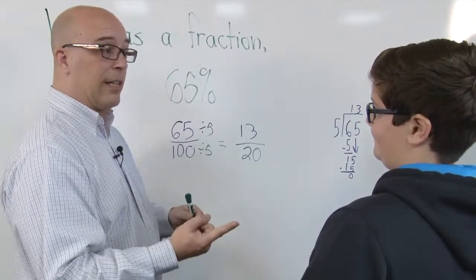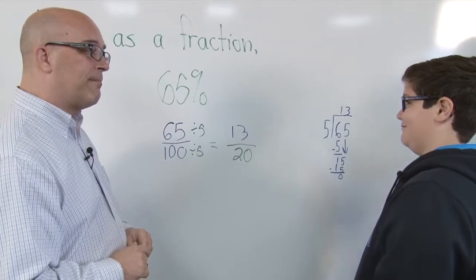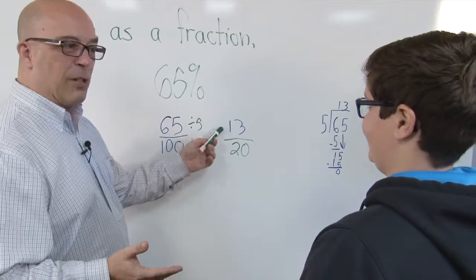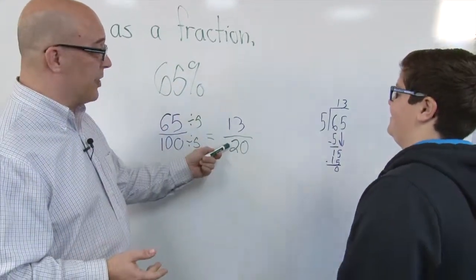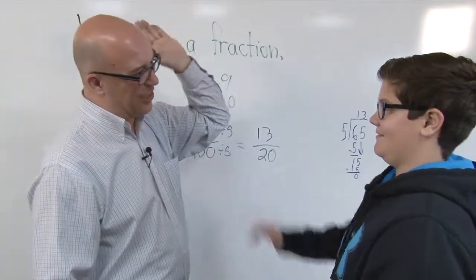Is there any number that you can think of, other than 1, that will go into 13 and 20? No. No, there isn't anyone, right? Because 13 is a prime number, right? Only 1 and 13 go into it, and 13 doesn't go evenly into 20. So now, Philip, we're finally done. Good work.